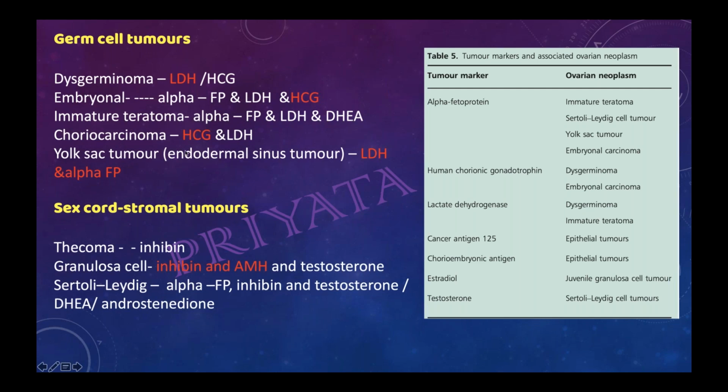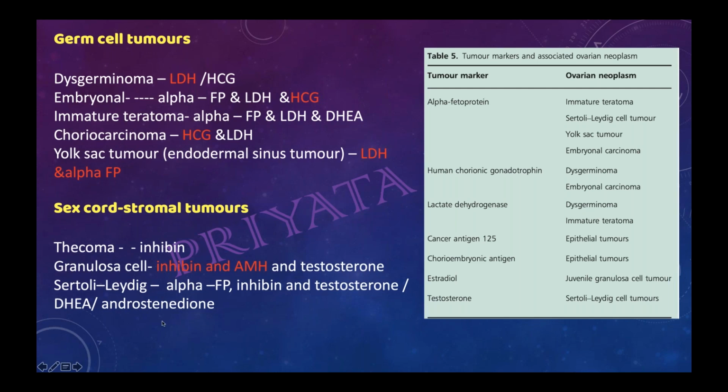So these are the tumor markers. Choriocarcinoma, we remember HCG because we know it's a pregnancy, but in some LDH is also written in the table. It will be less, but the main marker is HCG only. Yolk sac tumor, so many questions, and both LDH and alpha fetoprotein are the tumor markers. If you can remember the red ones, you'll be able to answer the question. These are the germ cell tumor markers.